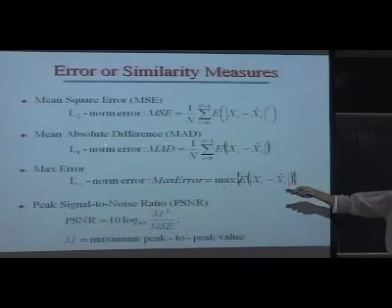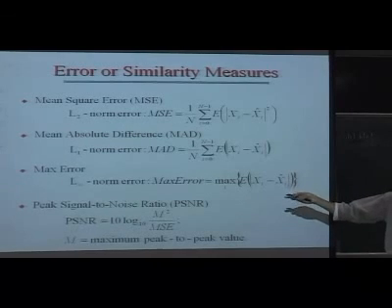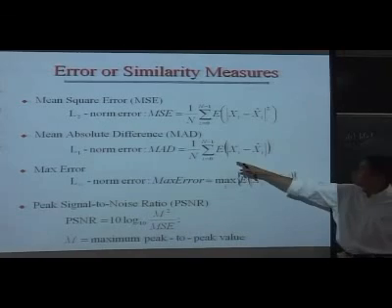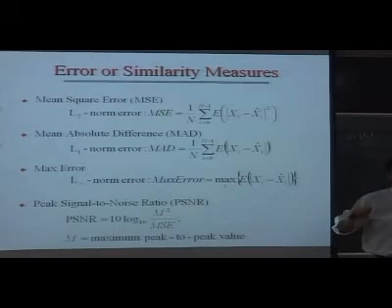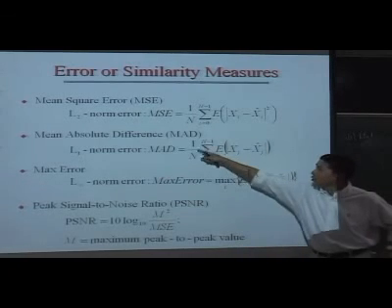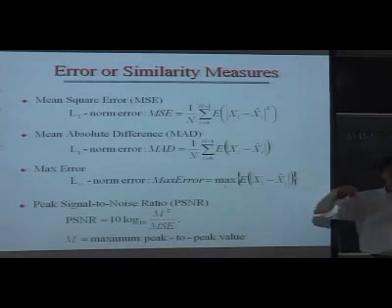Another measure is called the mean absolute difference, or it's just the L1 norm. So instead of squaring, you just take the absolute value. And again, you do the summation over the entire signal. You scale by 1 over n, which is the number of pixels.